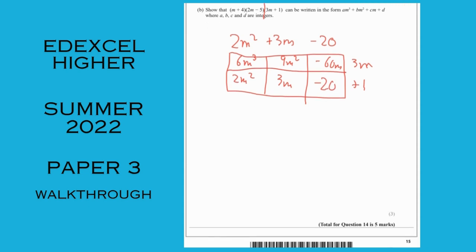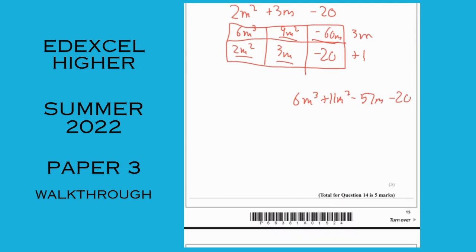And now we simplify, so the answer must have 6m cubed and minus 20 in it, so that's A and D done, but you don't have to list them. I have on my work solutions. You've got 9m squared, 2m squared, that would be 11 of them. Negative 60m, positive 3m is negative 57m. As I say, you don't have to list A equals or B equals. You can just leave it like that.